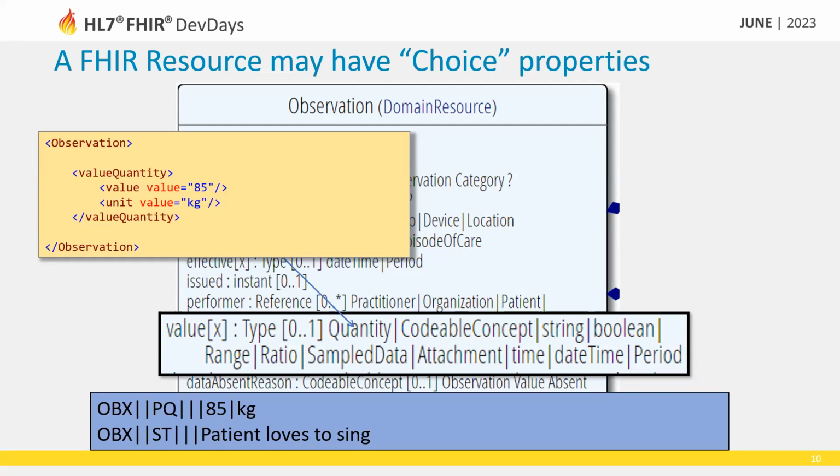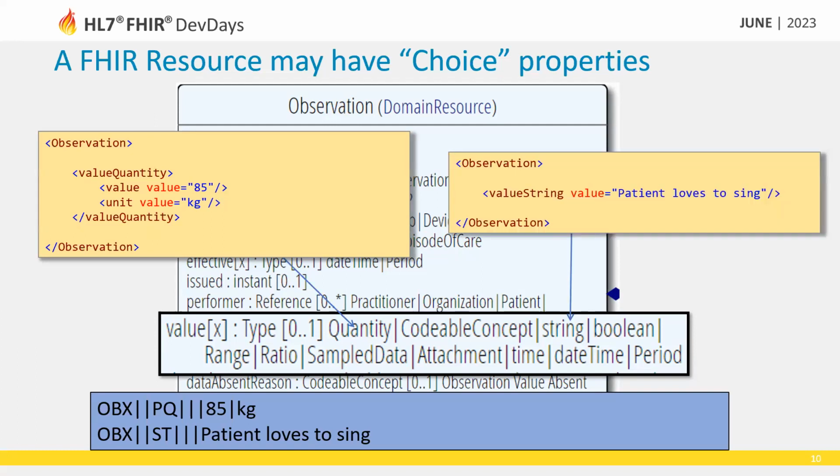So value quantity, we go to the details of the quantity data type, 85 kilograms. Or if I want to observe a string, then here it says value string with the value patient loves to sing. Why you want to capture that is beyond me, but maybe they sing very falsely and you have to put them in a single room. I don't know. There could be all sorts of reasons for this.